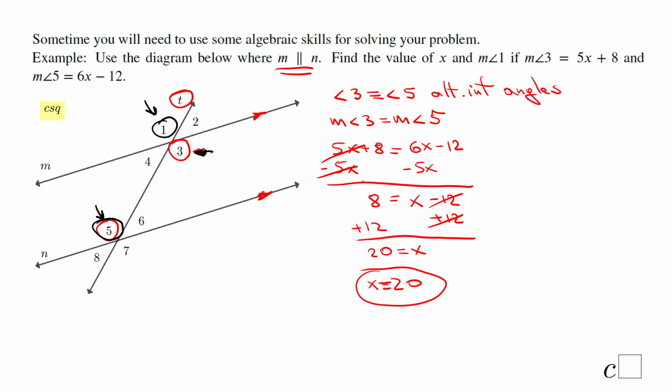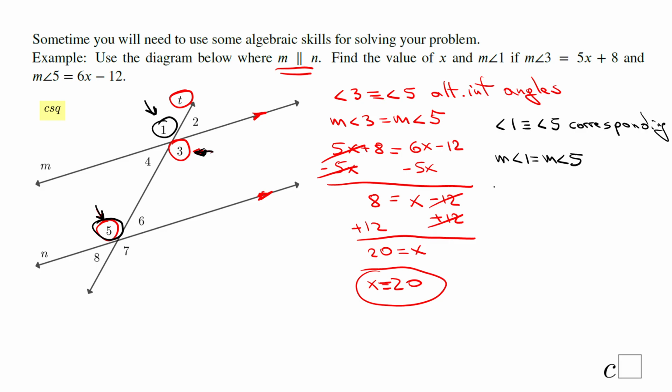Corresponding angle. So angle 1 is congruent with angle 5, and because they are corresponding angles, the measure of angle 1 equals the measure of angle 5. Can we find angle 5?